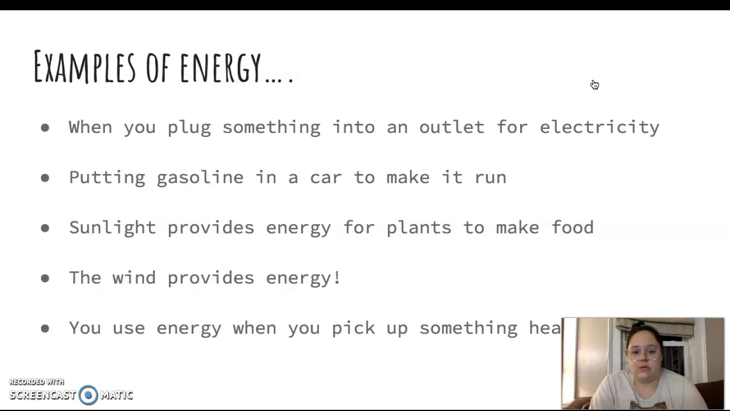And also, you have energy. Not only do you use energy when you are doing things, but you also eat to get energy. So we get our energy from the food that we eat, and we use energy when we do different types of activities. So like when you pick something heavy up, when you jog for PE class, when you're writing a story, any type of movement or stuff like that, that's all using energy that we have in our body.